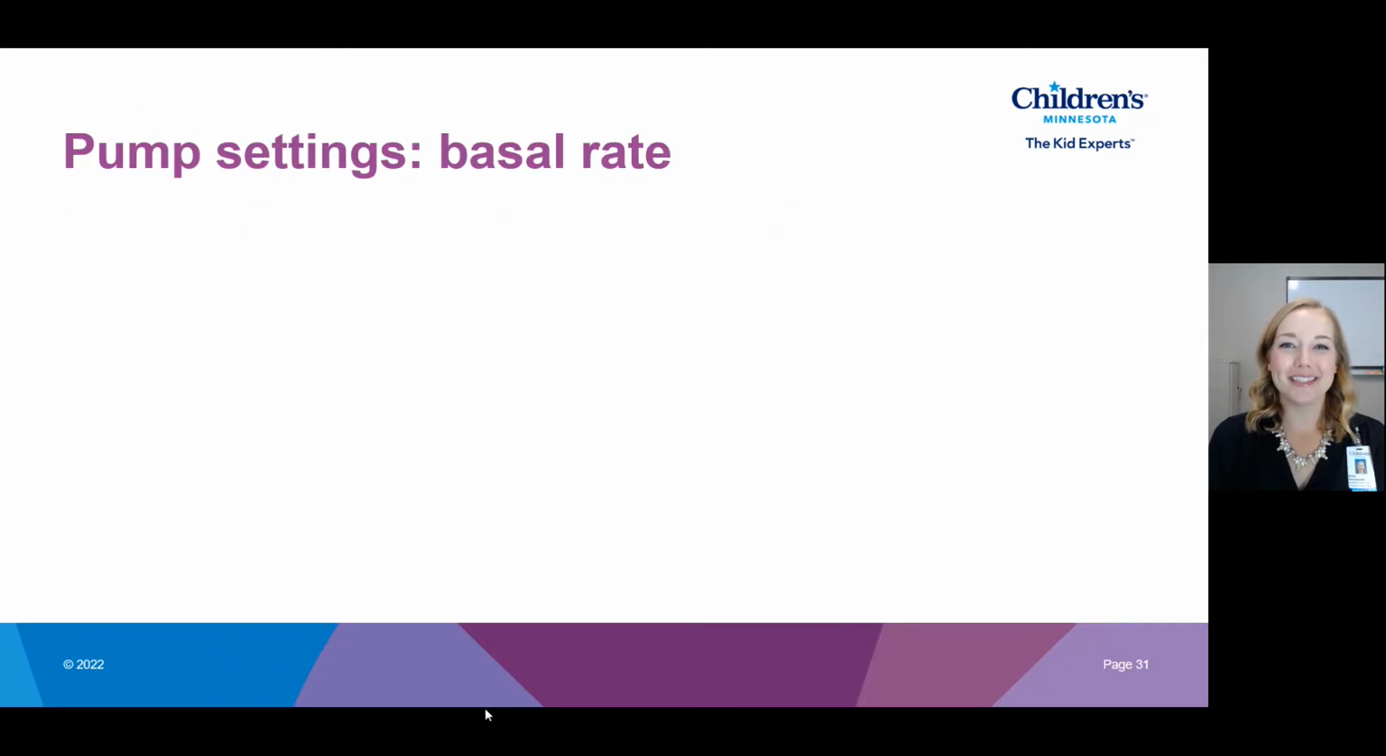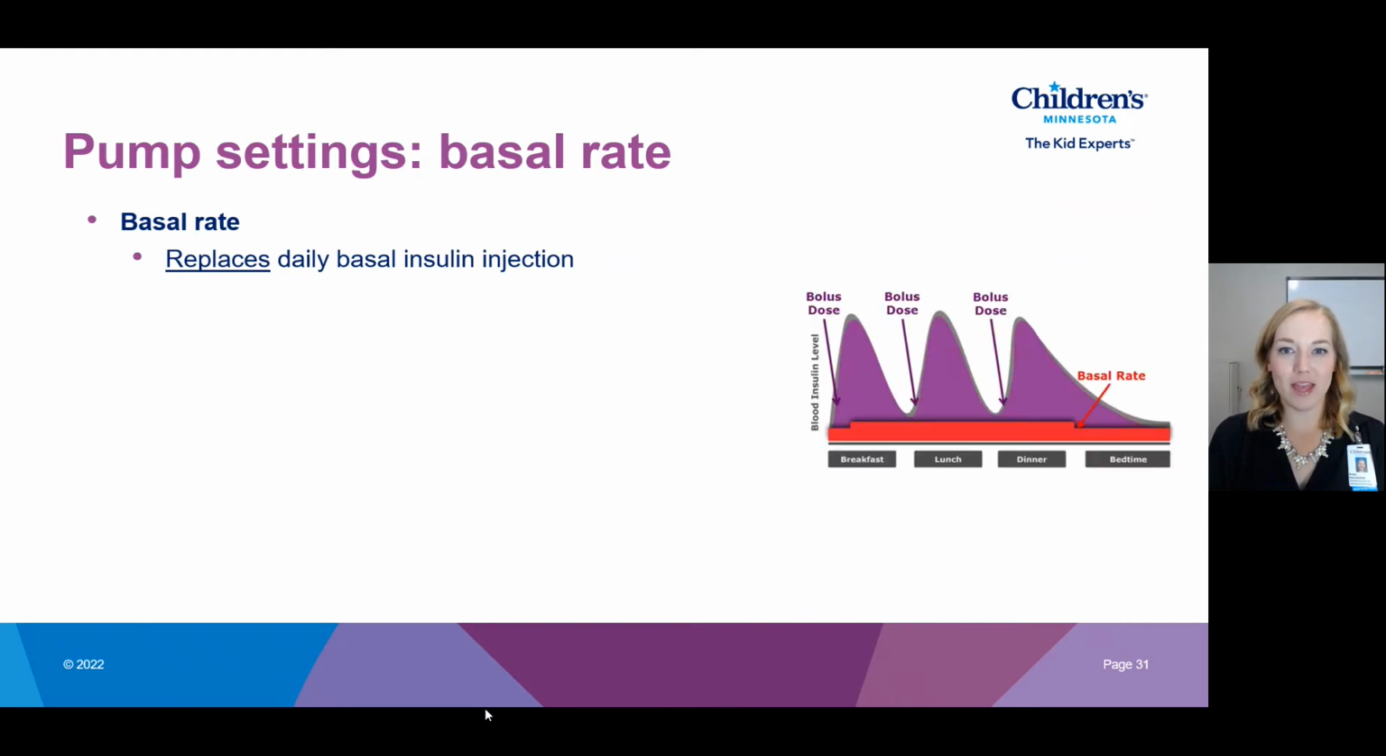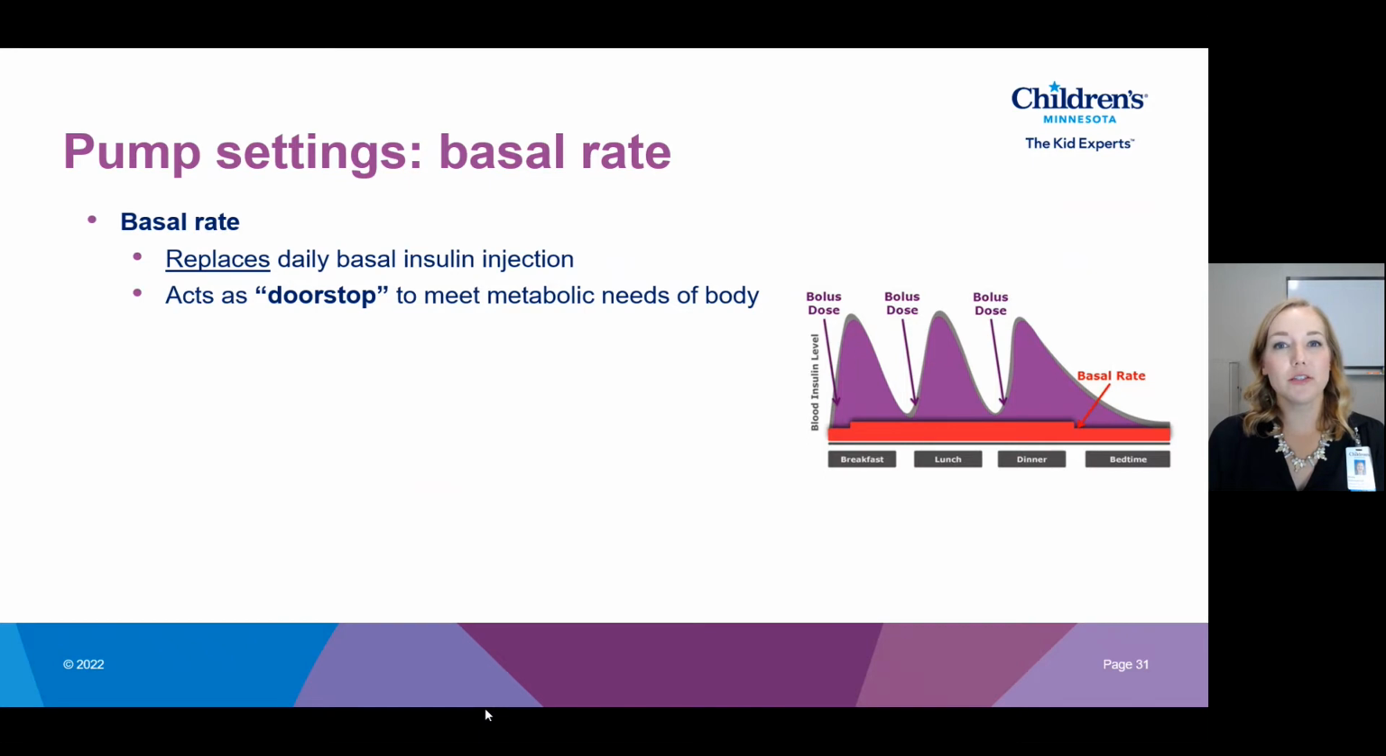Okay, our pump settings. One of our first things that we set in the pump is our basal rate. Our basal rate is replacing our daily basal injection. This image is showing that basal rate in the red line going horizontally, and it's showing that we're getting a little bit continuously throughout the day and night. Our basal rate is acting as a doorstop to prop open the cell doors so that glucose from the liver and muscles can get inside the cells 24/7 in the background.